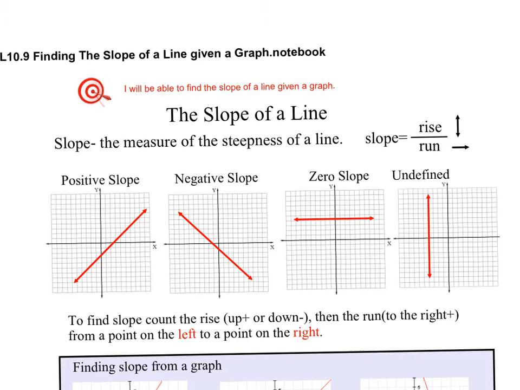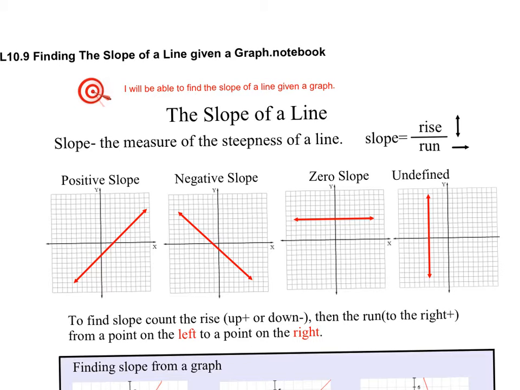So last week we found points of lines and graphed those points to form a line. You might have noticed that each of the lines might have been different, might have been steeper, less steep. That steepness is called the slope. So today we're going to be talking about the slope of a line. Slope is the measure of the steepness of a line, and it is calculated by finding the rise and putting it over the run as a fraction.